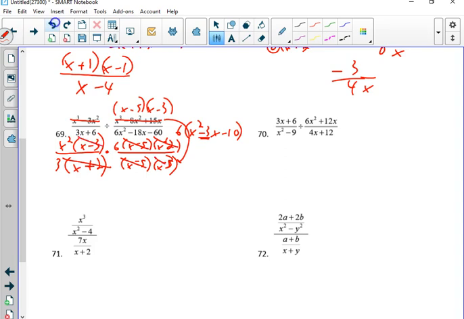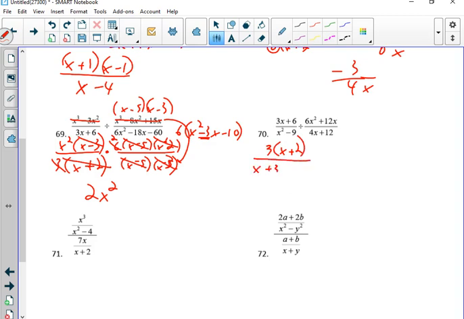The x minus 3s will cancel with each other. And now I'm just left with x squared, 6, and 3. And this 3 will go into that 6 2 times. So I'm left with 2x squared. Moving on. I can pull 3 out and get x plus 2.